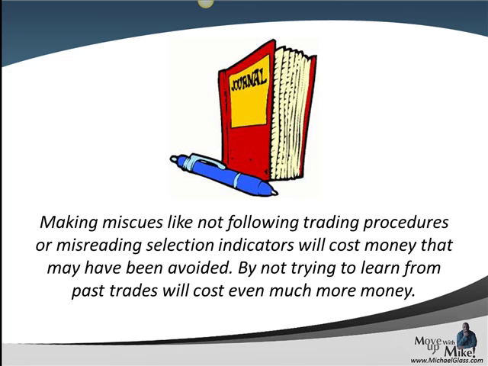And the main reason we want to document is so that we learn from our past. You are costing yourself money if you continue to make the same mistakes. When you make miscues like not following your system, your routines, your rules, or misreading an indicator that costs you money once, you should learn from that like Pavlov and not make that same mistake again. You're costing yourself money. So the way that we learn from that is by documentation.